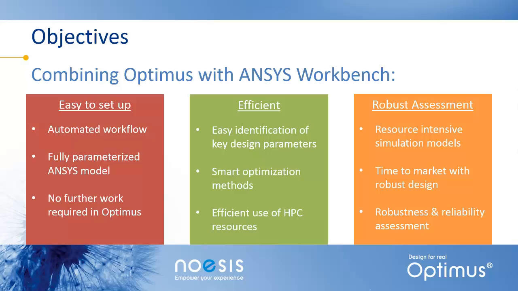Optimus is extremely efficient. You're able to identify key design parameters in your design space. Optimus incorporates some very cutting-edge, intelligent optimization methods that allow you to arrive at optimal solutions in a very short amount of time. With all of that, Optimus also allows you to interface with any of your HPC resources, both Windows and Linux. And Optimus has a number of robust assessment and analysis tools that give the user the ability to very quickly perform complex robustness analyses.